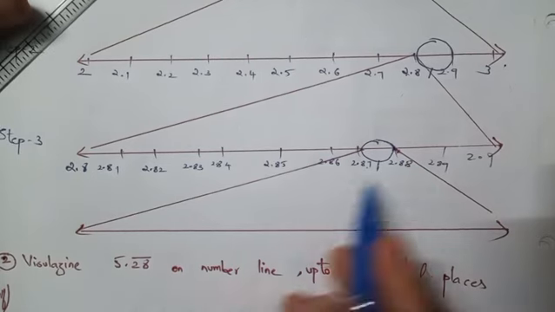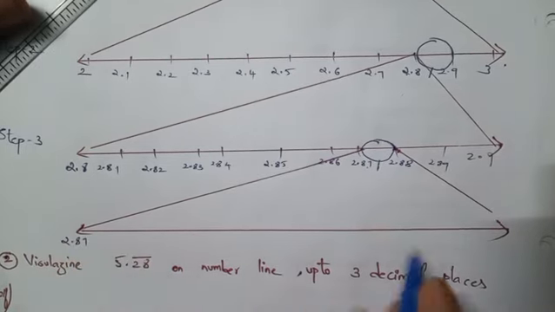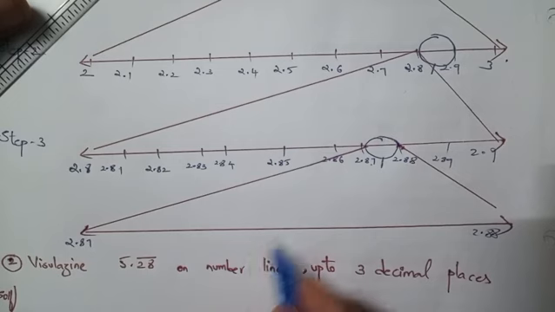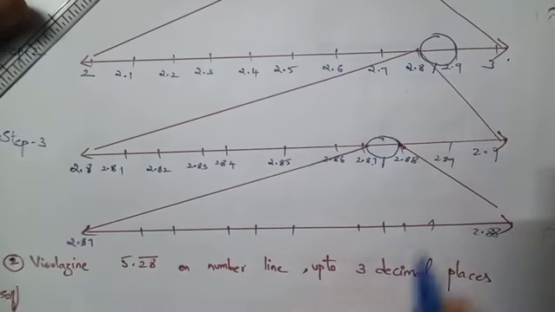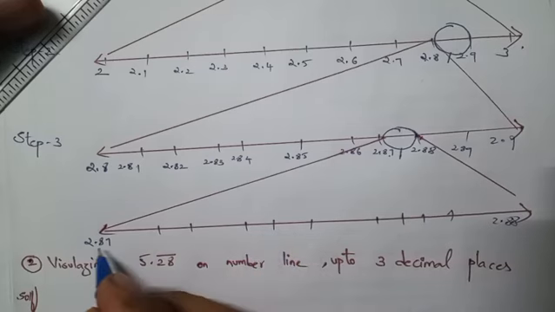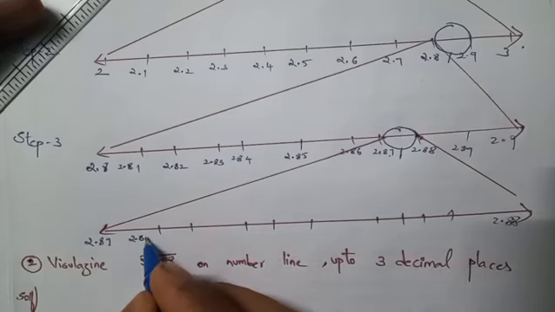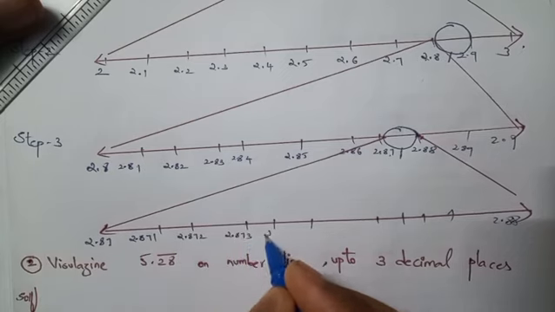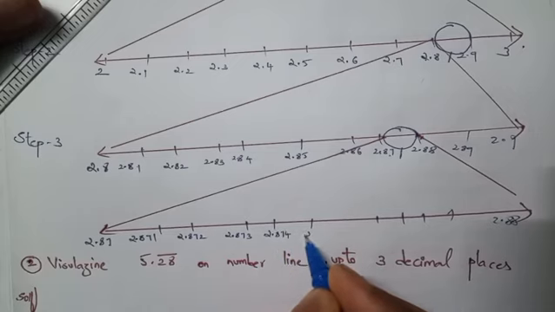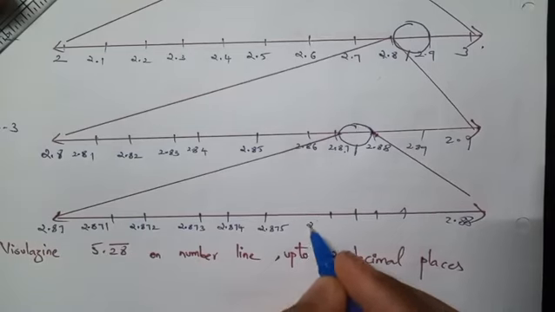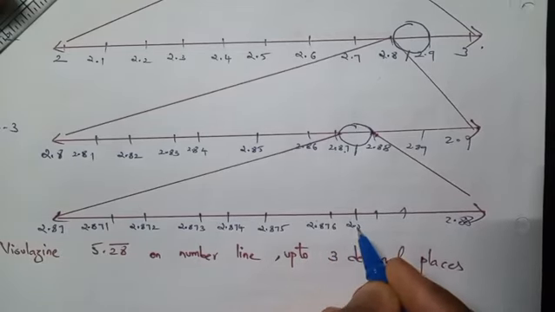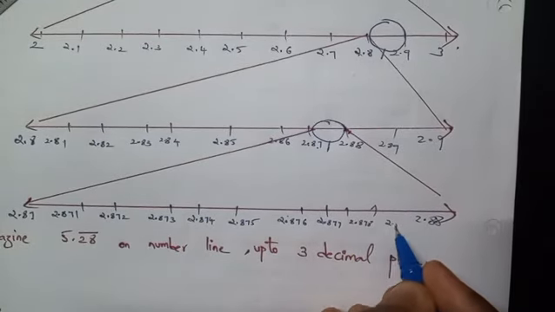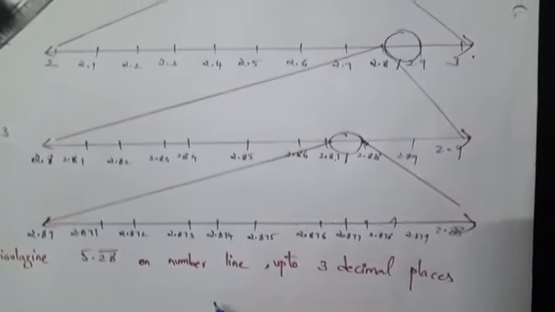Next, what is here? 2.87, 2.88. I think you can understand. Next, now 2.87 is here, 2.871, 2.872, 2.873, 2.874, 2.875, 2.876, 2.877, 2.878, 2.879. Now what we want?